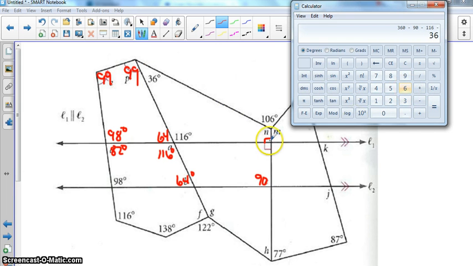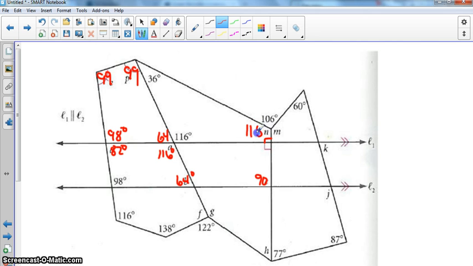And since I'm taking away 3 out of the 4 angles from our total, what's left must be the measure of n, which looks like 118 degrees.